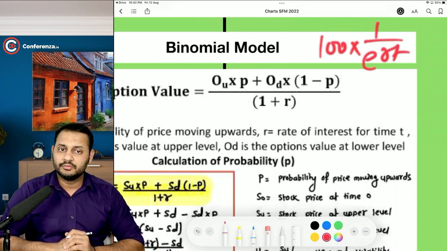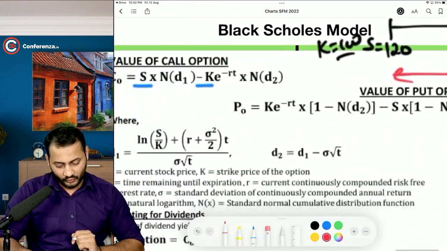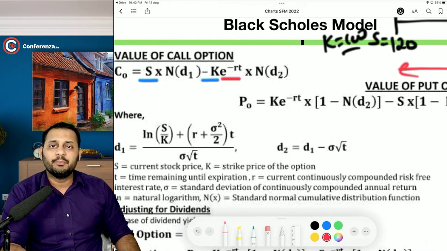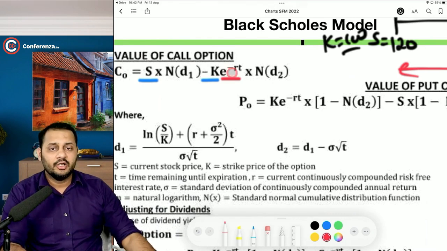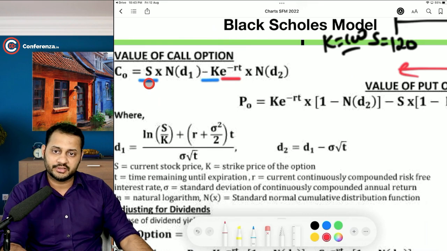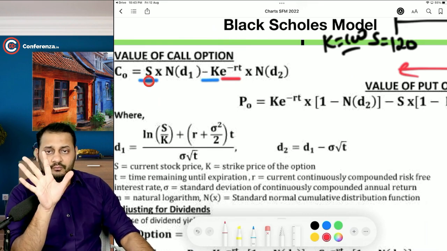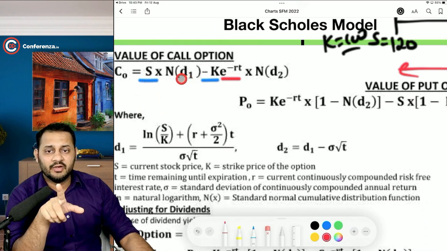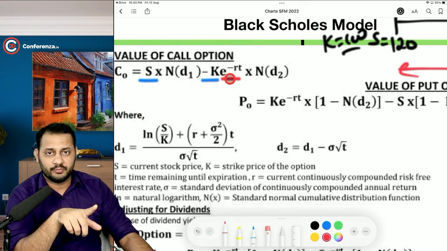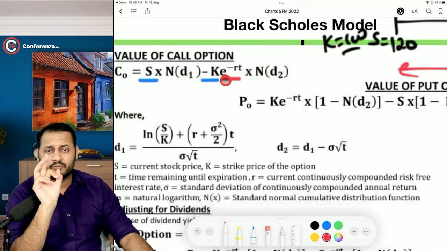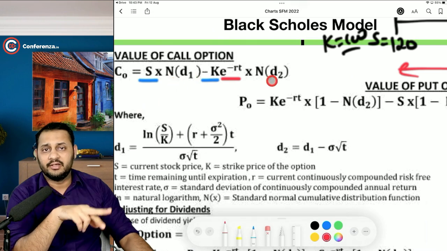Cool? See, K into e to the power minus RT. What is the purpose of e to the power minus RT? To calculate the present value of the strike price so that we can deduct it from the spot price. Okay, sir. There are 5 portions or parts of this formula: spot price, ND1, strike price, e to the power RT, and ND2. 3 have been discussed by us. Only 2 remain, ND1 and ND2.